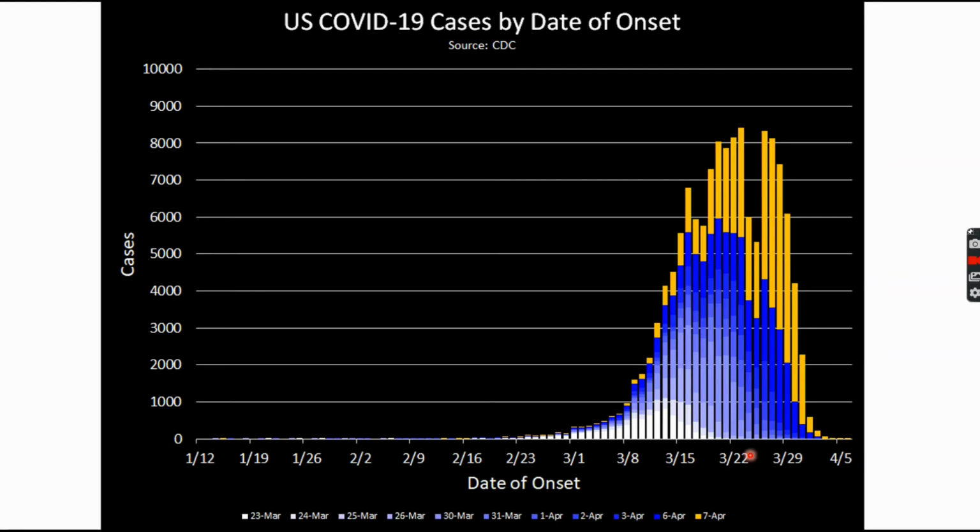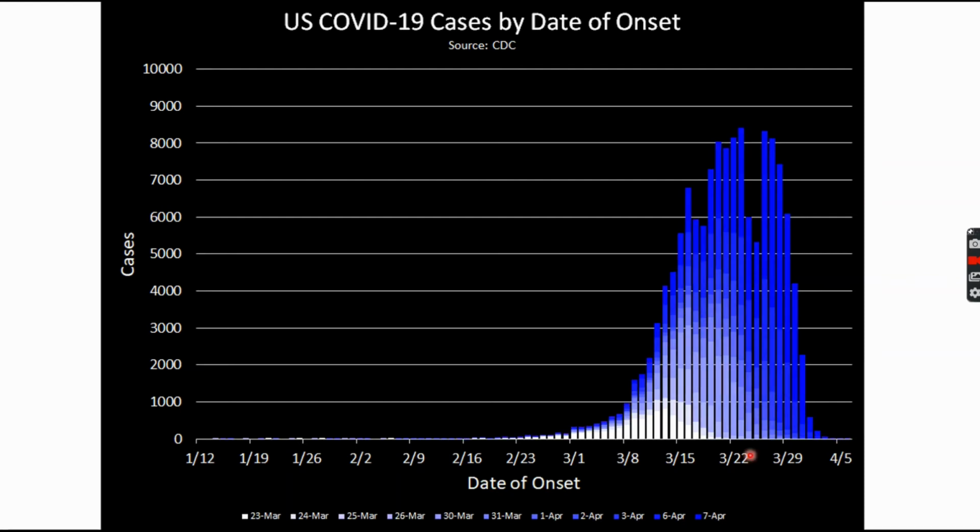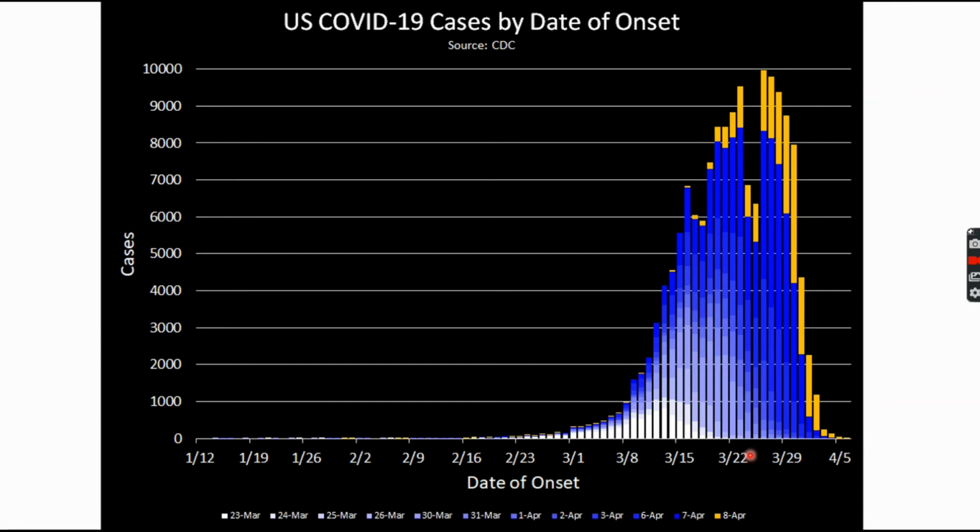So what that does for us is it gives us more confidence in this chart because it gives us a better sample of the total. So here are the new cases that were added, these are the new cases as of 4 p.m. on April 6th. The new cases as of 4 p.m. April 7th were just reported today.